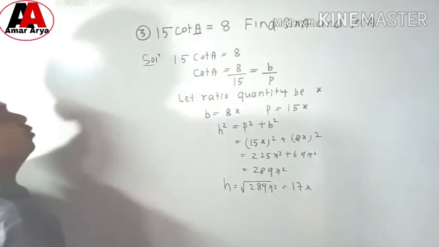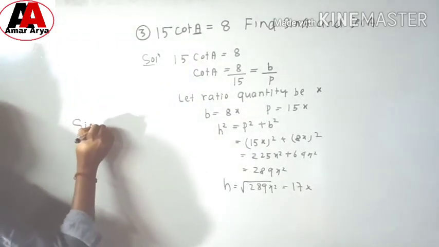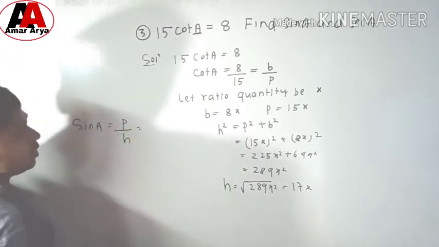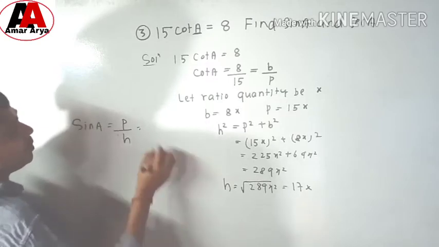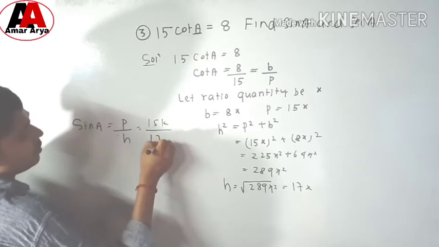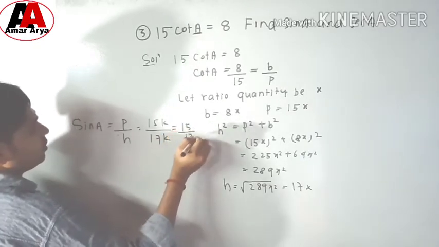Okay. So we need to find here sin A. So you can apply the formula of sin A, means sin A equals to what? P by H. The P is 15x and H is 17x. So x will be cancelled. So answer is 15 by 17.